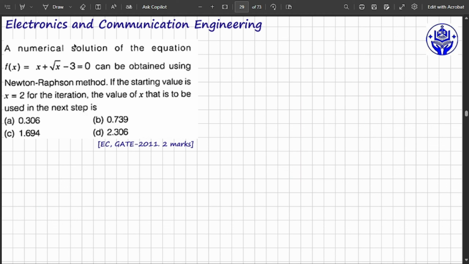So the correct answer is 0.031. Okay, next: a numerical solution of the equation can be obtained using the Newton-Raphson method. If the starting value is x equal to 2, for the iteration the value of x is to be used in the next step. So what is the next value of x? My function f of x is given as x plus root of x minus 3. It is a transcendental equation.